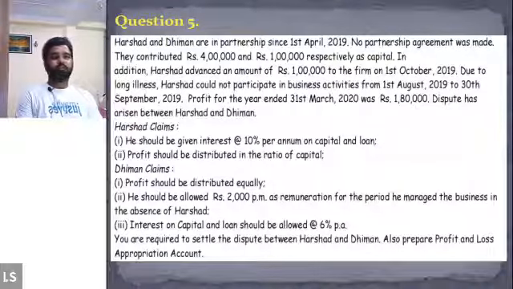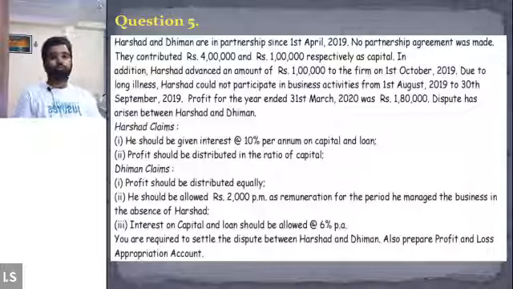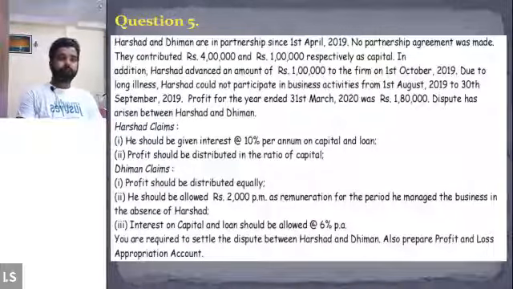We will discuss that question in the next session, and we will discuss more questions based on interest on loan, and we will discuss a few new topics in the next session. So for the time being, this is it for today's session.